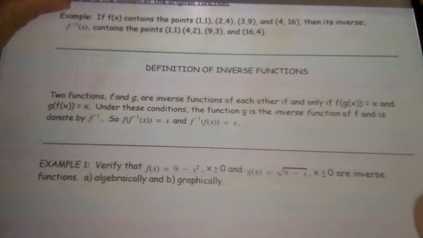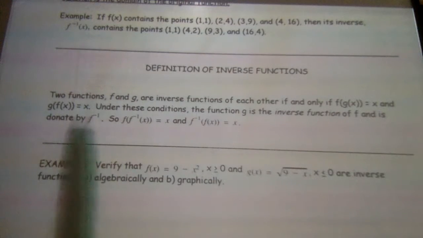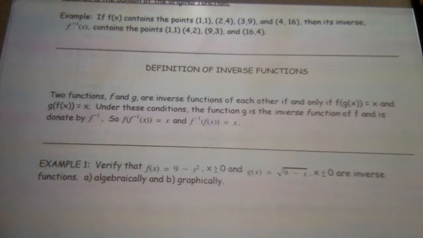Two functions are inverse functions if and only if f of g of x is x and g of f of x is x. So when I do the composition of the functions both ways, I get x. It has to equal x. If it equals anything else but x, they're not inverse functions.